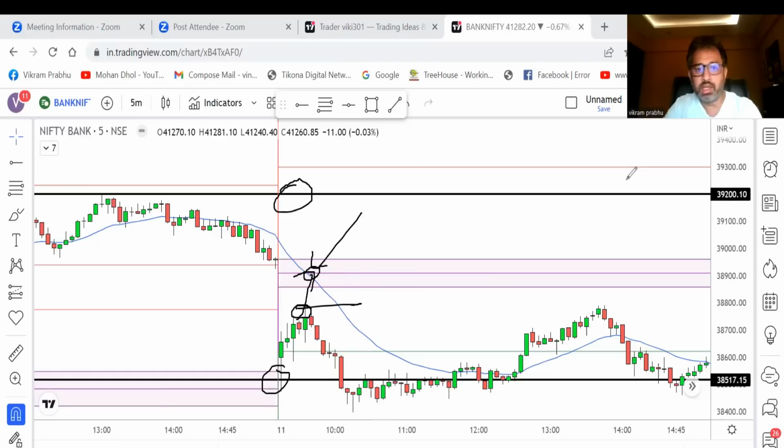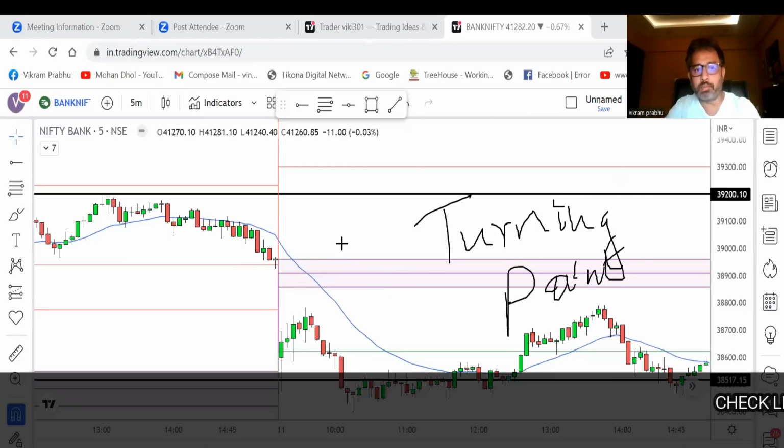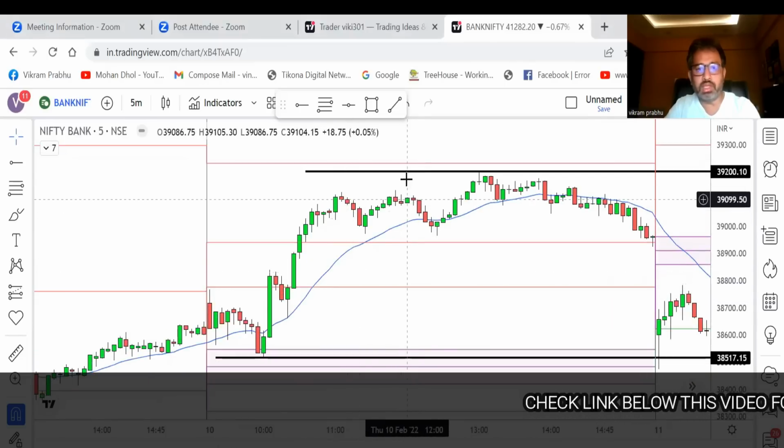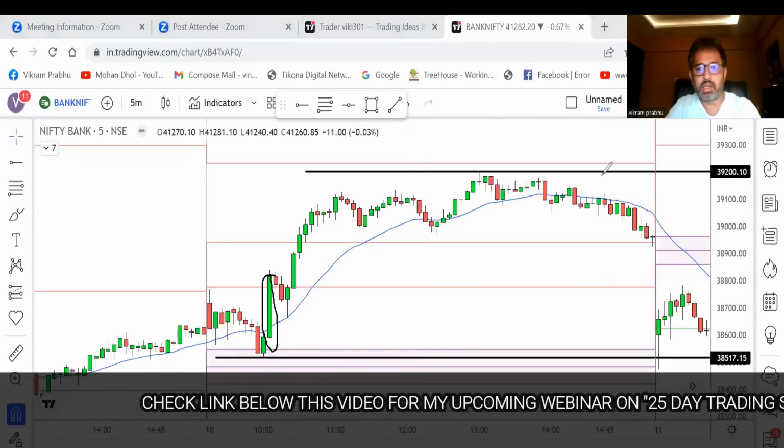Without any reason, it reversed. Why did it reverse? For that, you need to know there is something called a turning point. For that, you have to go to the 5 minutes time frame. For example, on the previous day, where did the breakout happen? The breakout happened in this candle, right?